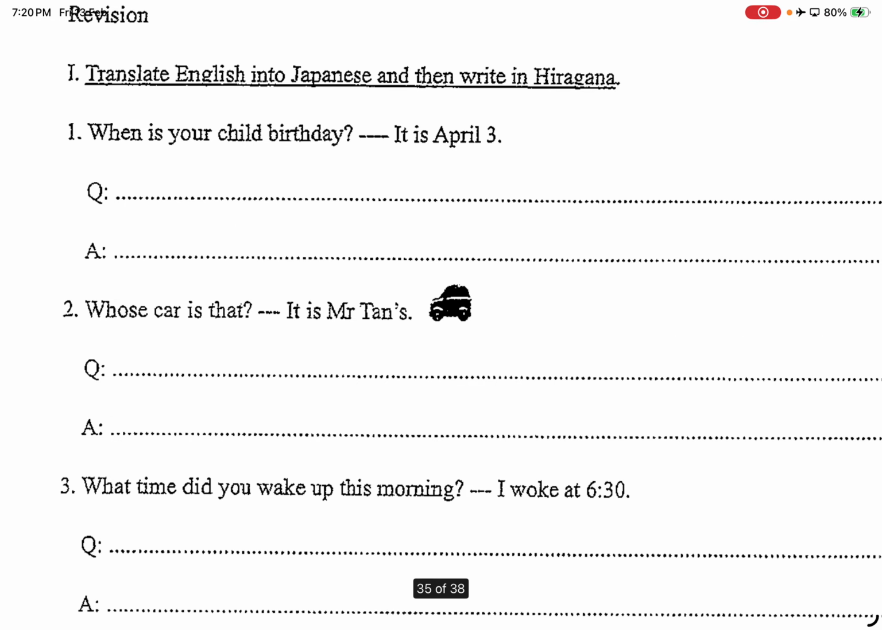Okay, number 1, when is your child's birthday? Yes, Nobel? あなたのお子さんの誕生日はいつですか? Yeah, correct. Very good. Right, so the whole subject is about your child's birthday. The entire sentence is about your child's birthday. So of course the subject is going to be your child's birthday. When is it? Right, the question will be at the end of the sentence. Yeah, so very good. It's correct.